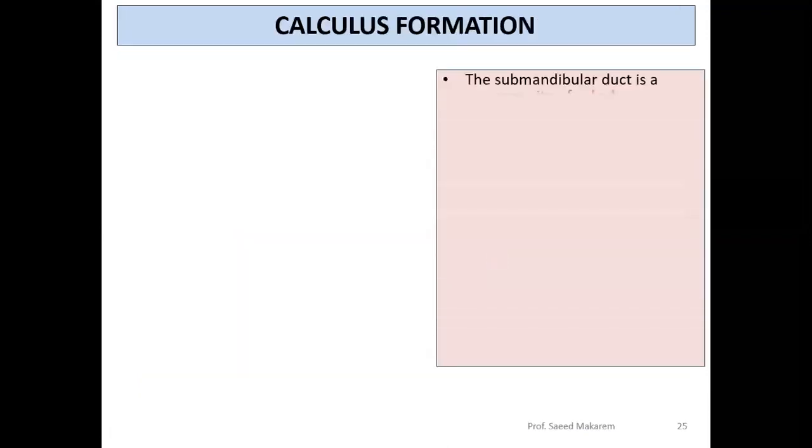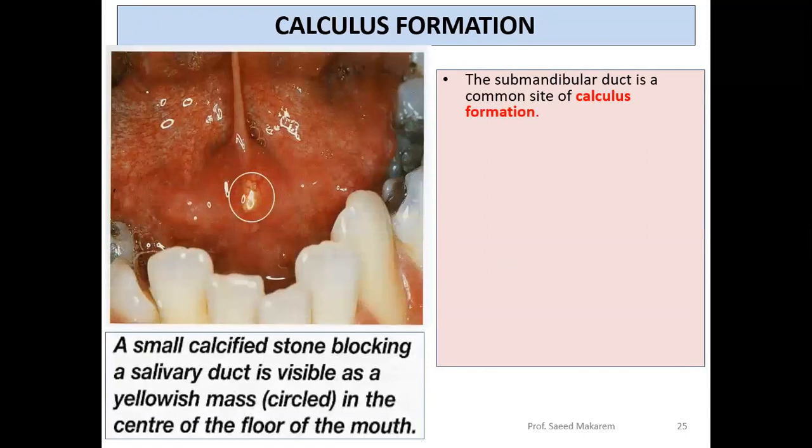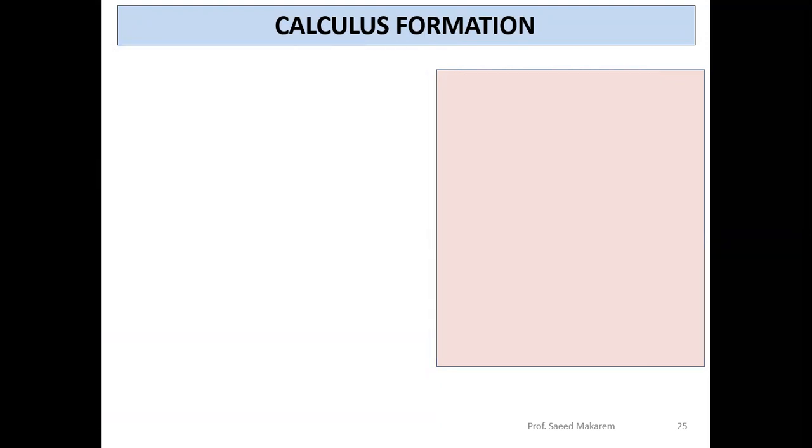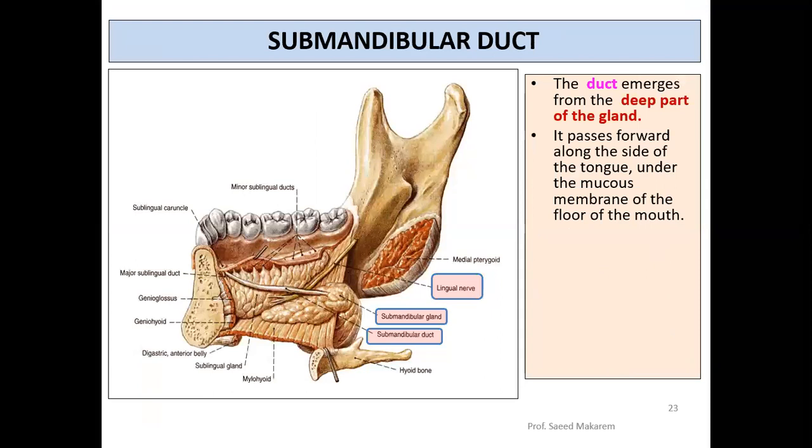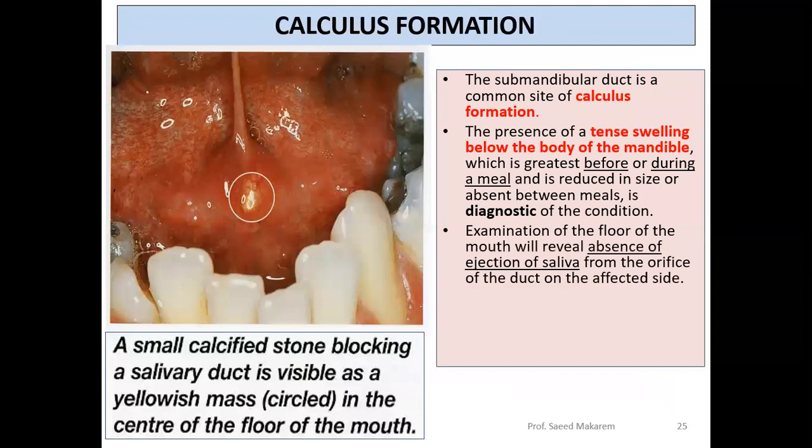So this is also a site for calculus formation. The submandibular duct is a common site of calculus formation because it has to drain against gravity, as you can see here. This duct opens like this, going above and opening above. So it is more prone to develop calculus stone formation. The submandibular duct is a common site for calculus formation.